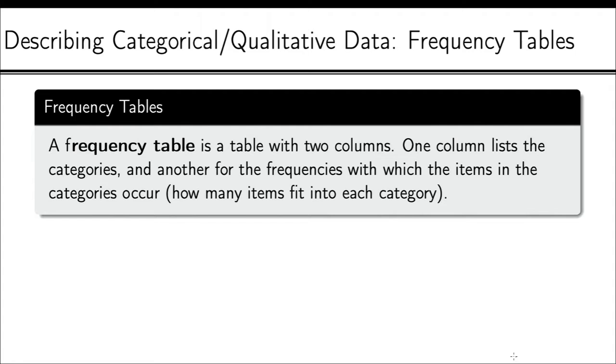So maybe I have 20 people and I find that 7 of them have blue eyes. So I would have a column where on the left I have blue, and on the right next to blue I have 7. And then we just list all the categories with how many values of that category we have, and that is our frequency table.